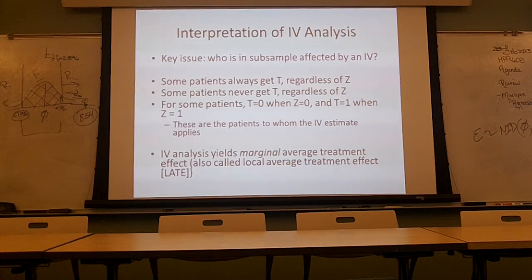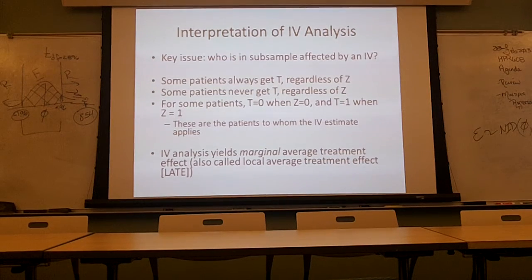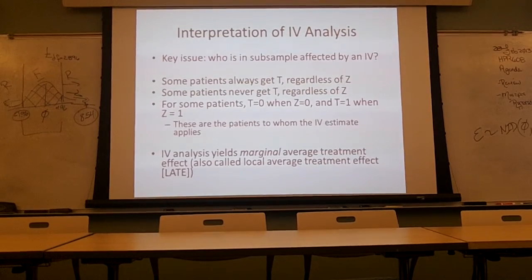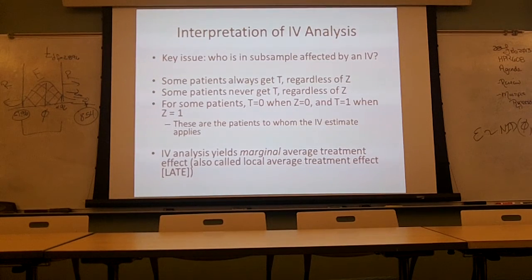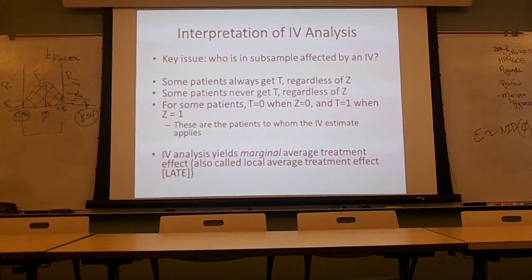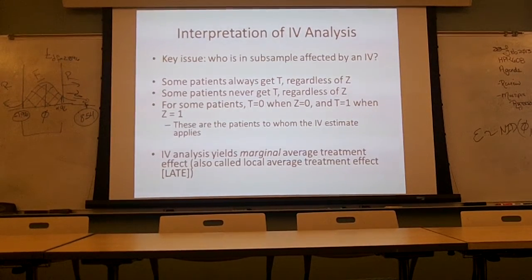How we interpret the results of our instrumental variables analysis, the key issue with respect to interpretation is who are the patients, the subsample of subjects, I usually call them patients because that's the way I talk about them, that are actually affected by the instrument. So in a trial, you've got a nice situation where you're comparing the average outcome of the treatment to the average outcome of the control. There's no doubt about randomization affects everybody. It's neat. The overall average treatment effect is the average treatment effect for everybody.